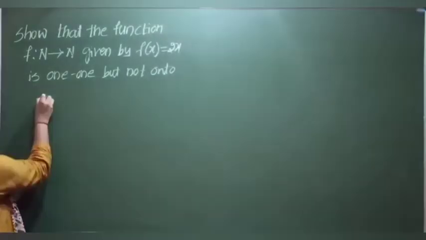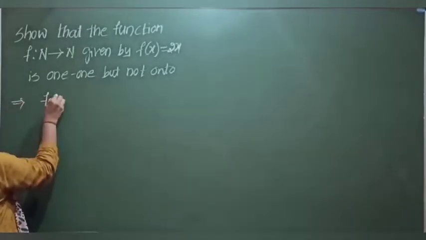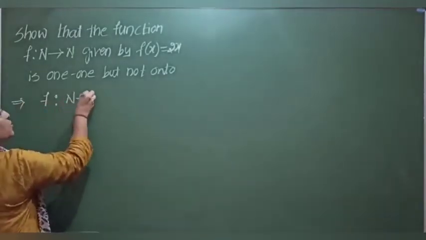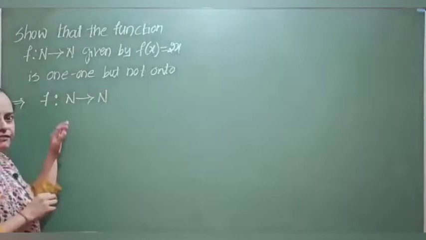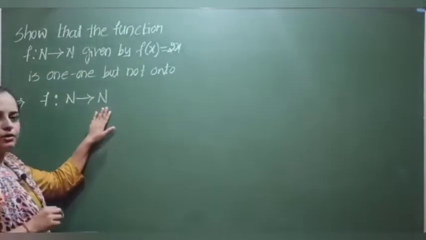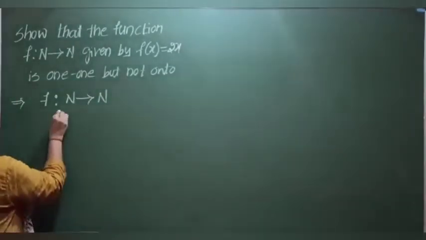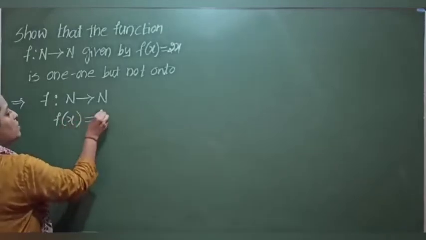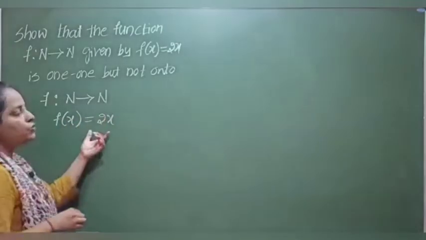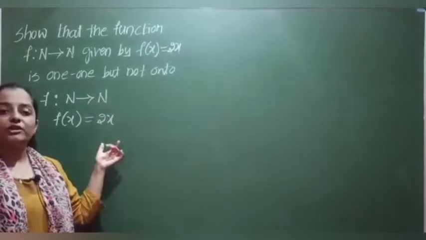Here, f is a function defined from the set of all natural numbers to the set of all natural numbers, and it is defined as f(x) = 2x. Now we have to show this is a one-one function. So what is a one-one function?